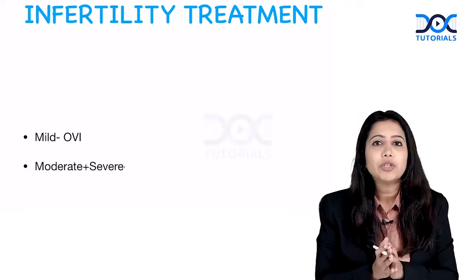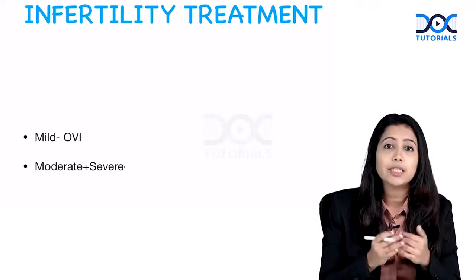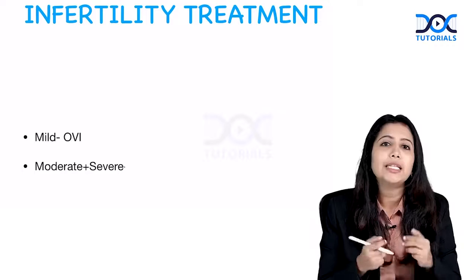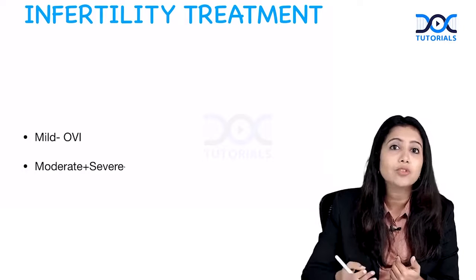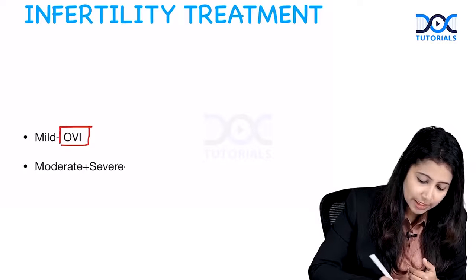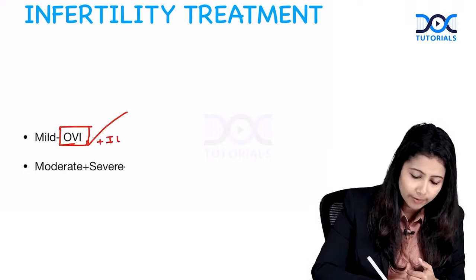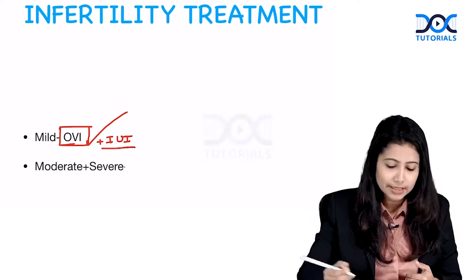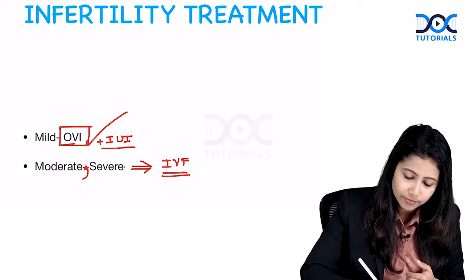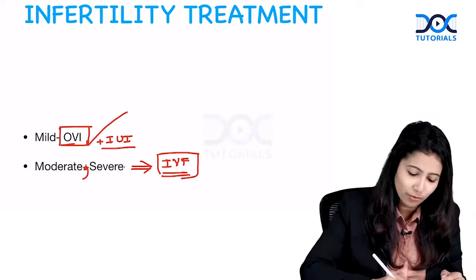Now coming to the other infertility treatment. In this case, first see what is the degree of endometriosis. If the question tells you that she has mild endometriosis, in that case we can give her treatment so as to induce ovulation. So we would be giving her ovulation induction drugs in mild cases, along with IUI. In moderate or severe cases, we will be choosing IVF. So in mild cases, it is just IUI. In moderate to severe cases, we can go for IVF.